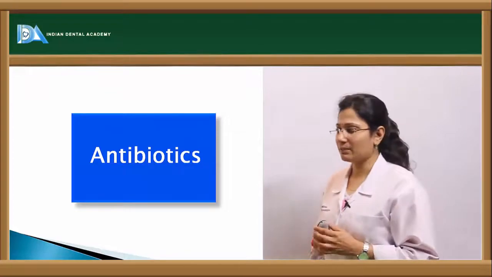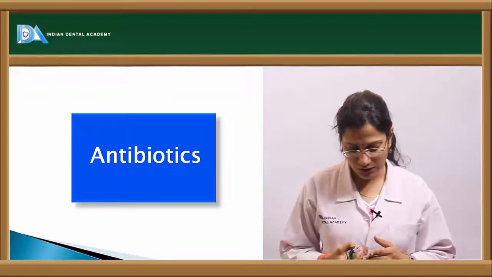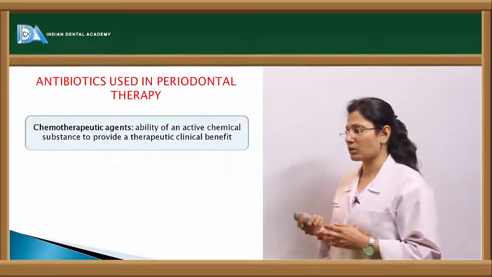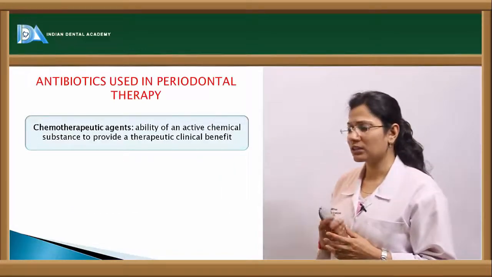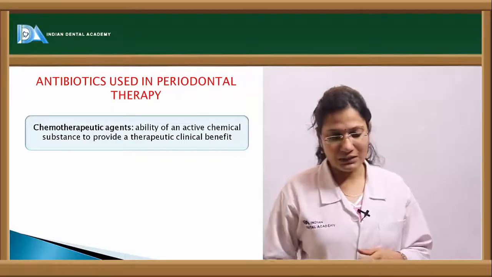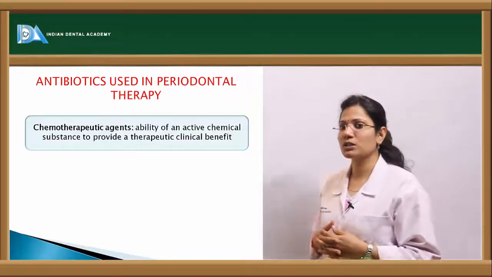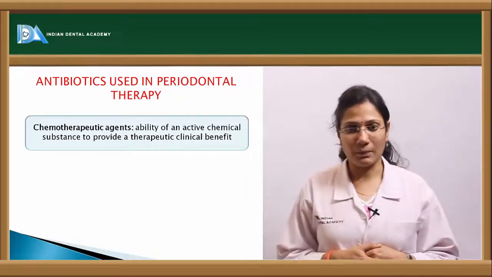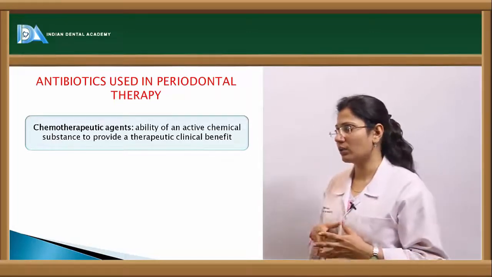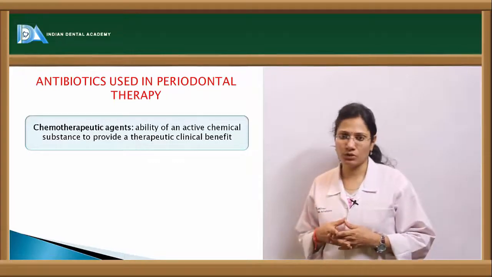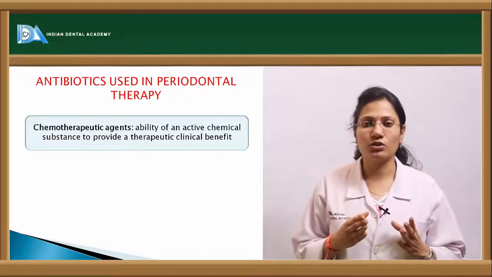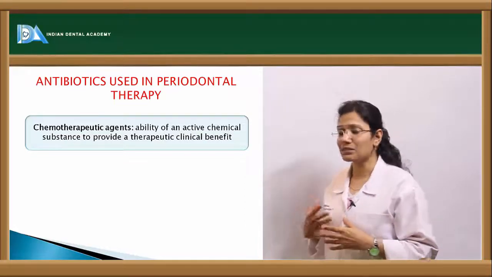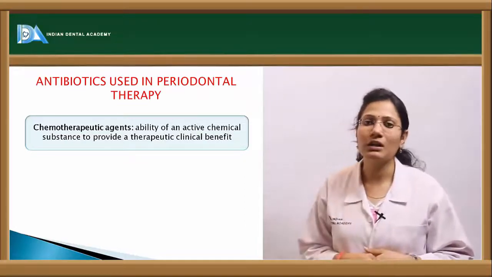What are the antibiotics that are used or incorporated into periodontal therapy? Now you have certain terminologies. Before you know in detail what the antibiotics are, we should know certain terminologies that are used to describe any of the antimicrobial drugs. What are antibiotics? What are chemotherapeutic agents? A chemotherapeutic agent is an active chemical substance that produces some therapeutic clinical benefit.